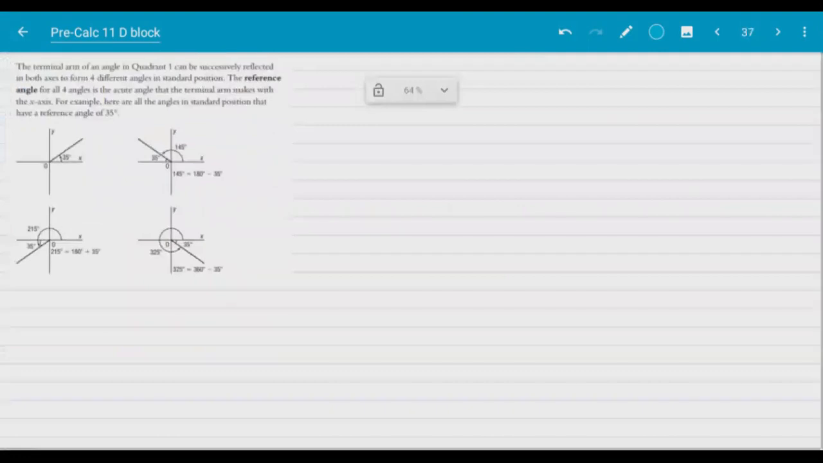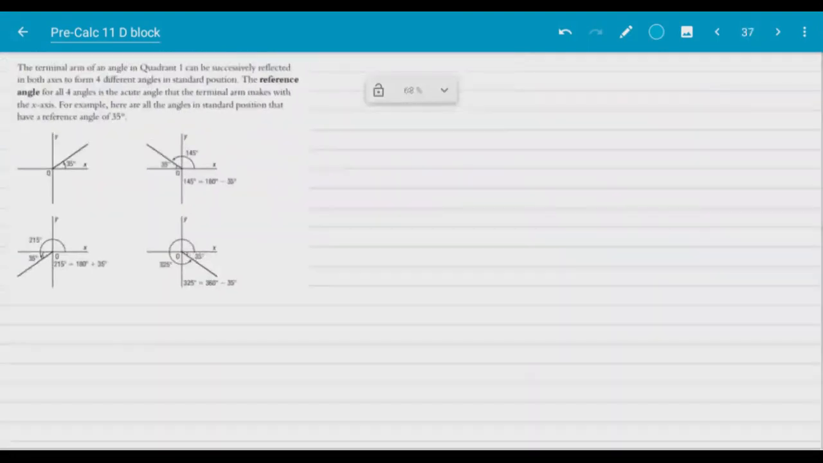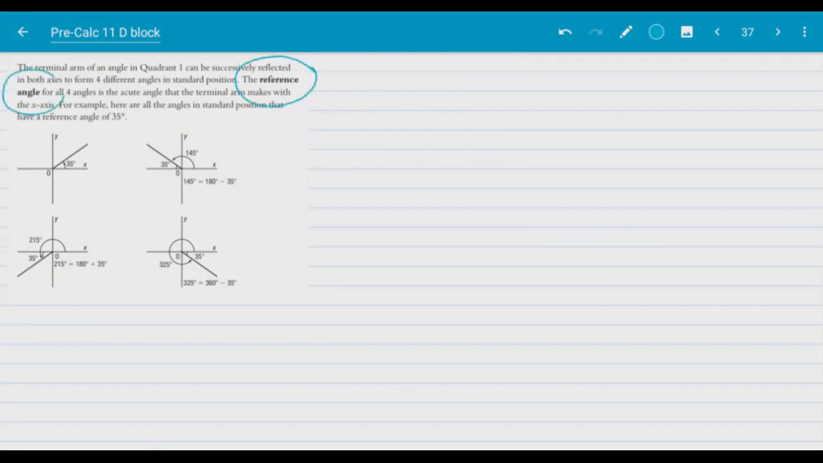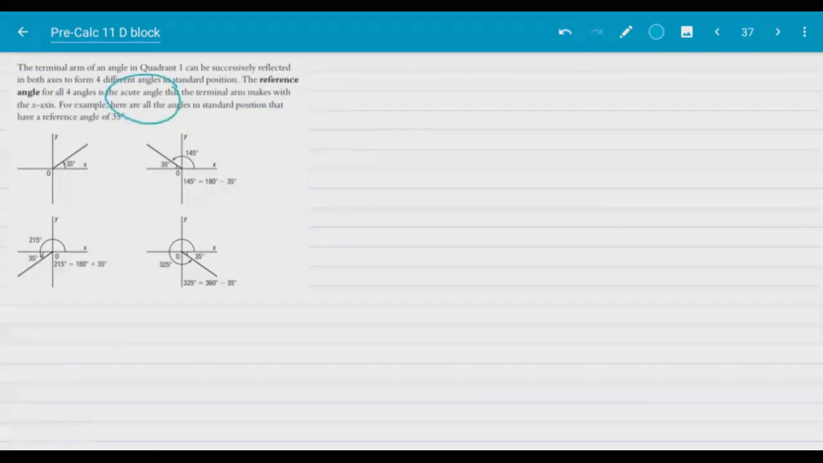So the terminal arm of an angle in quadrant 1 can be successively reflected in both axes to form 4 different angles in standard position. Now guys, there's a new term here introduced to you, reference angle. A reference angle is defined as that acute angle. Therefore, a reference angle has to be less than 90 degrees that the terminal arm makes with the x-axis.